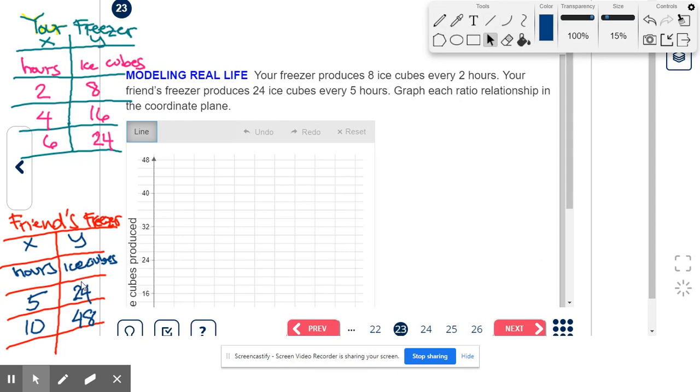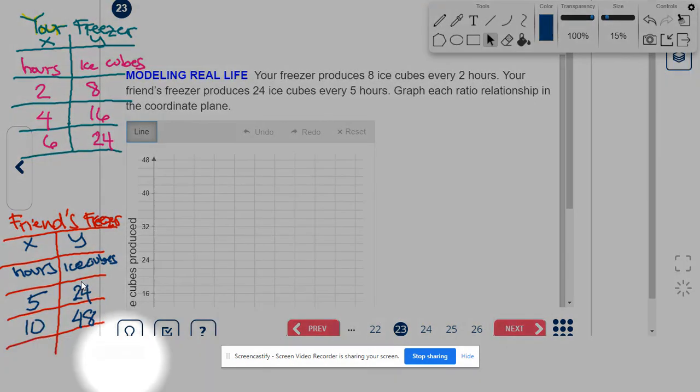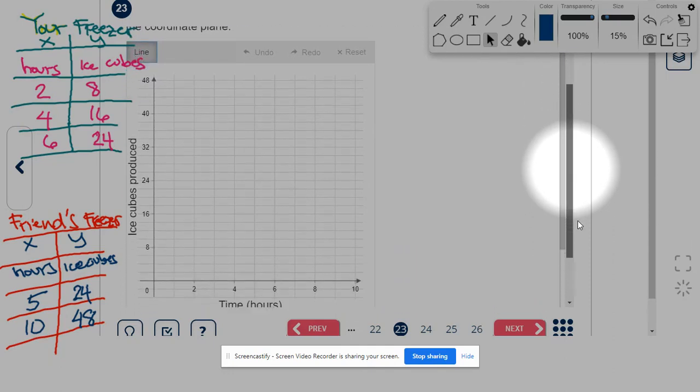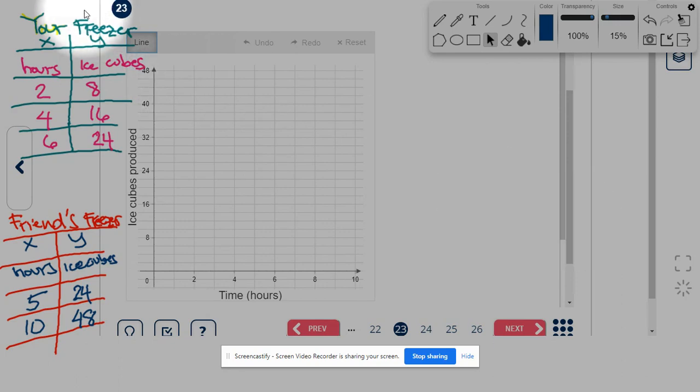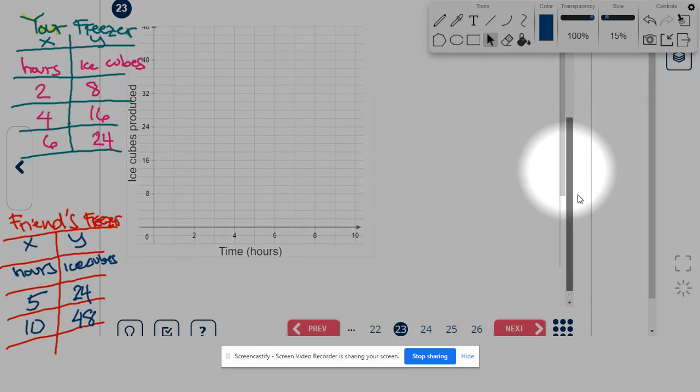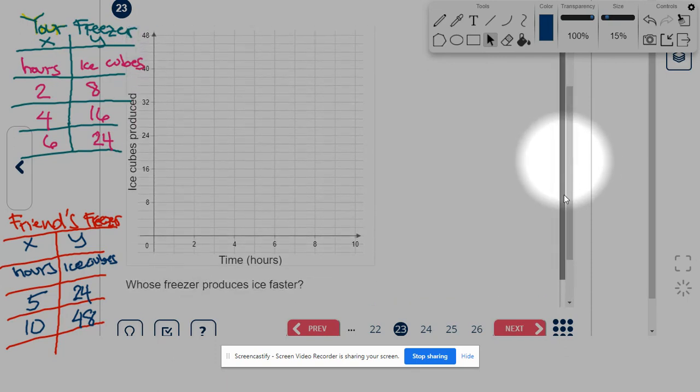Hopefully this works. I'm going to use this. There we go. All right. So let's try this out. If we move this, there we go. Let's do your friend's freezer. So for your friend's freezer, go all the way down. Not that one. This one right here.